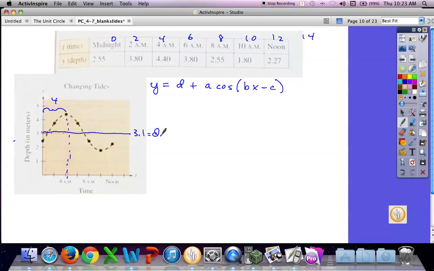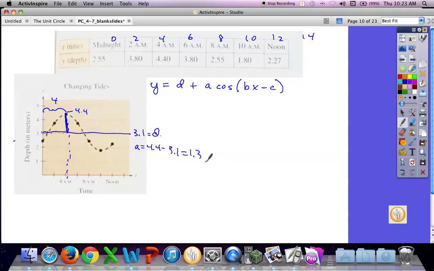How can we find the A now that we know what the D is? So what's this distance right here? This was 4.4, and this is 3.1. So the A is 1.3. So the A is 4.4 minus 3.1 equals 1.3.